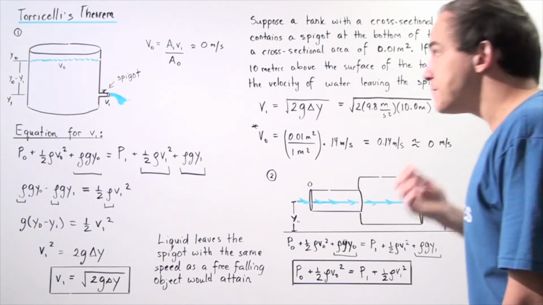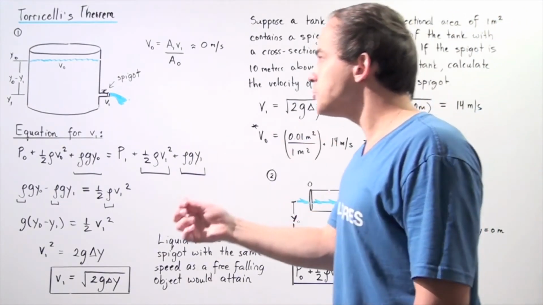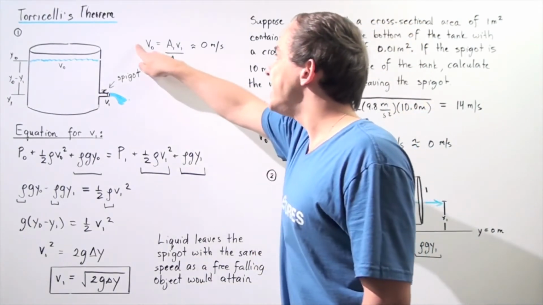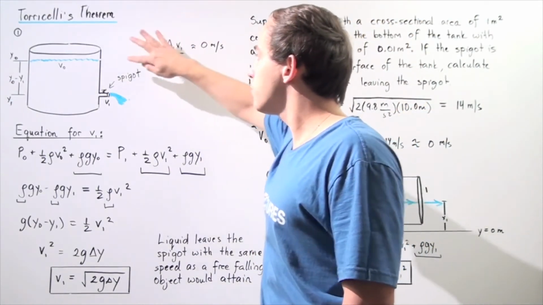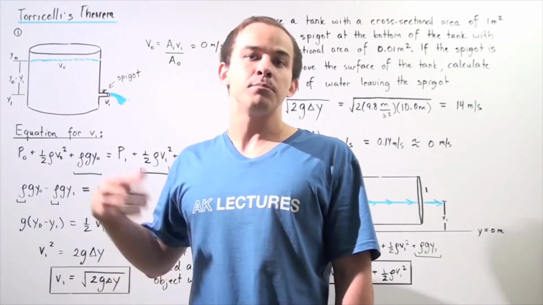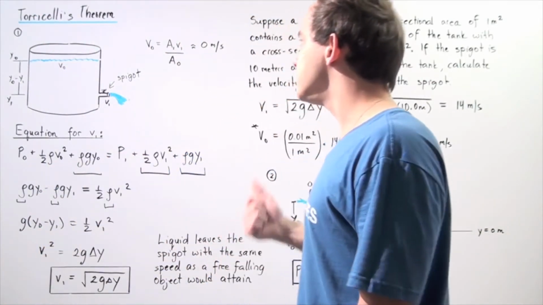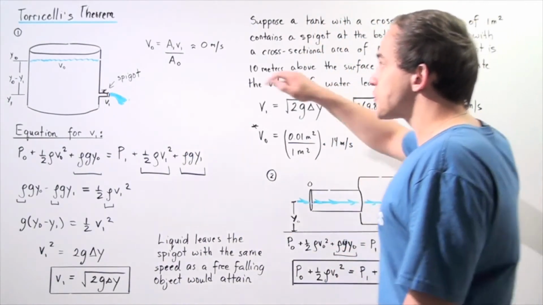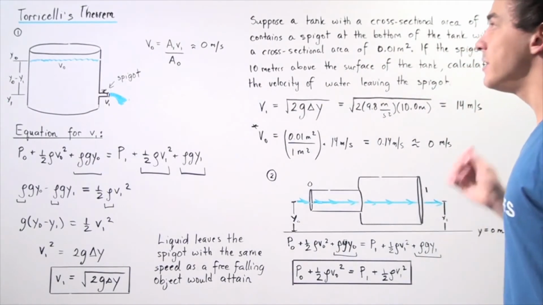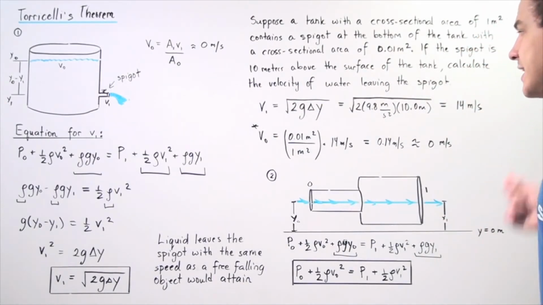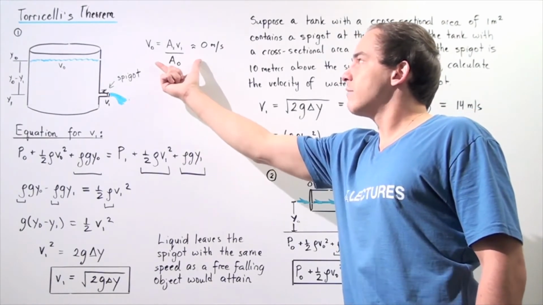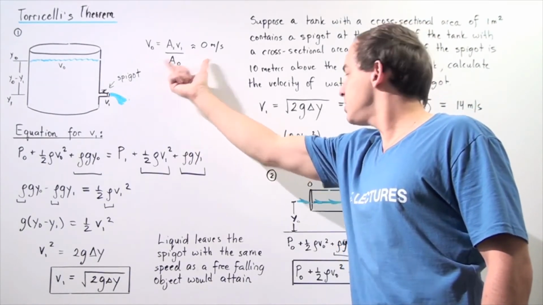Now, let's just make sure that our assumption before was correct. Remember, we assumed that the velocity of the fluid at the surface is very close to zero. So we approximate that velocity to be zero. So let's make sure that the velocity at the surface of the tank given in this example is in fact very close to zero. So we use this equation, which we once again obtain from the equation of continuity.